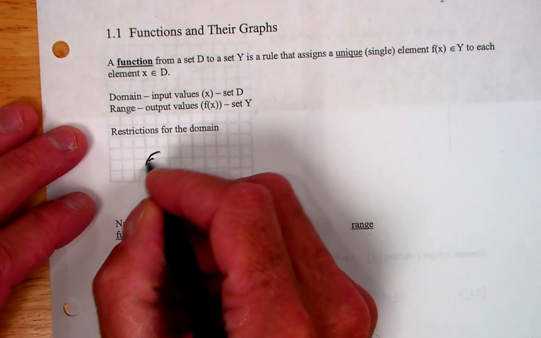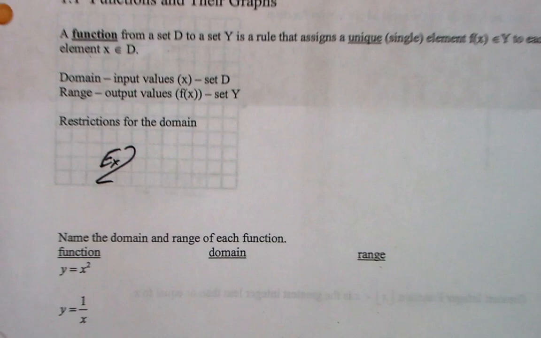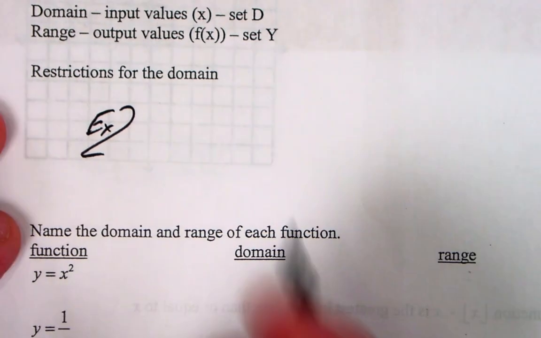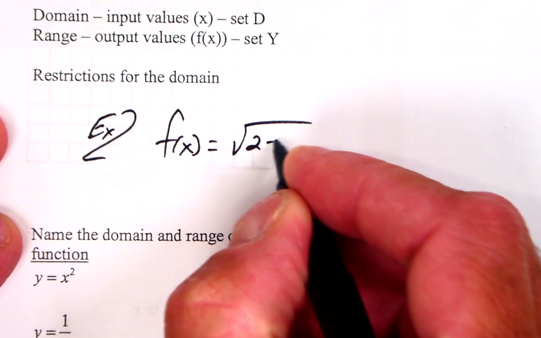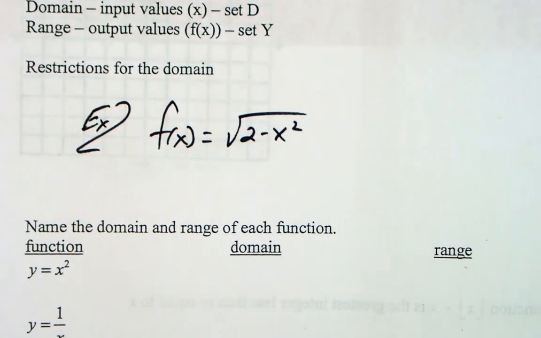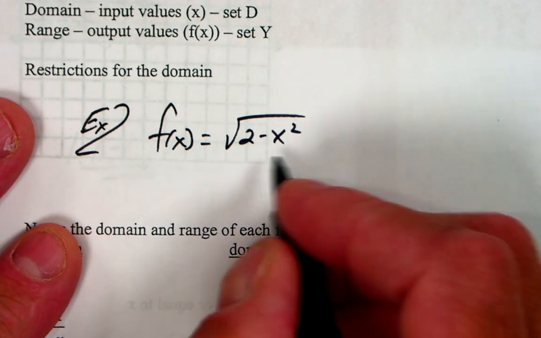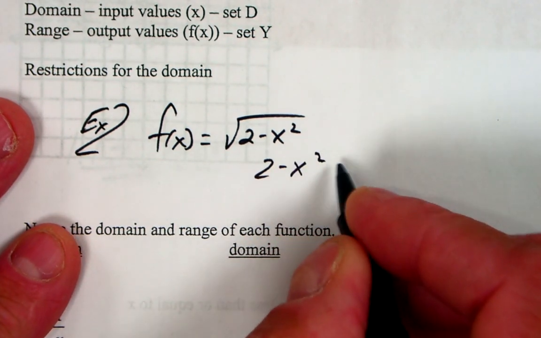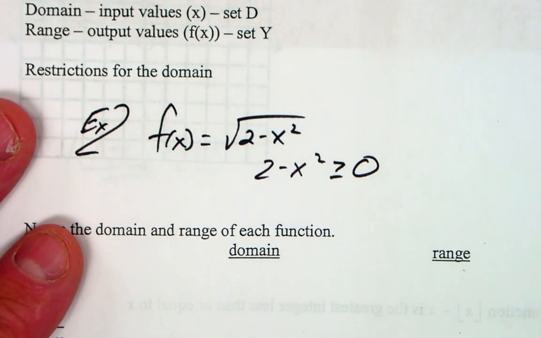I just had an example from pre-calc this morning that somebody was asking about. I think it would be a good thing for us to go over. So if we have f of x is equal to the square root of 2 minus x squared, what's the domain of that going to be? Well, let's think about it. Take what's underneath here, and let's put our condition. It's got to be greater than or equal to 0.